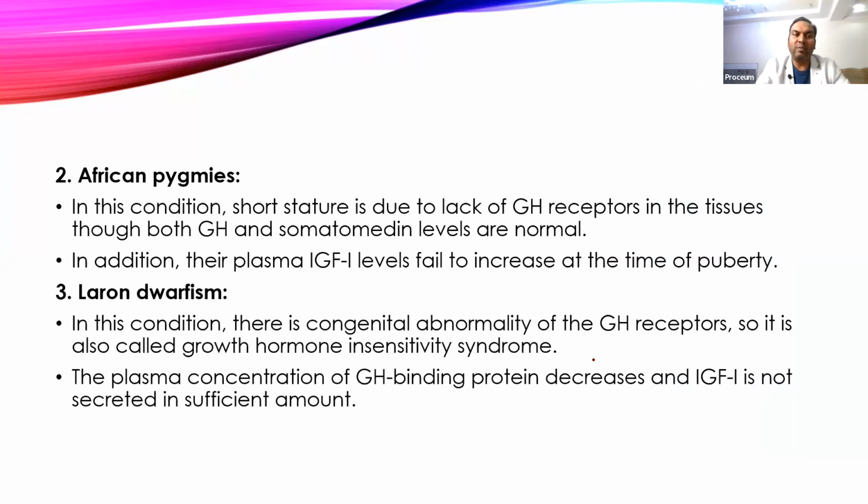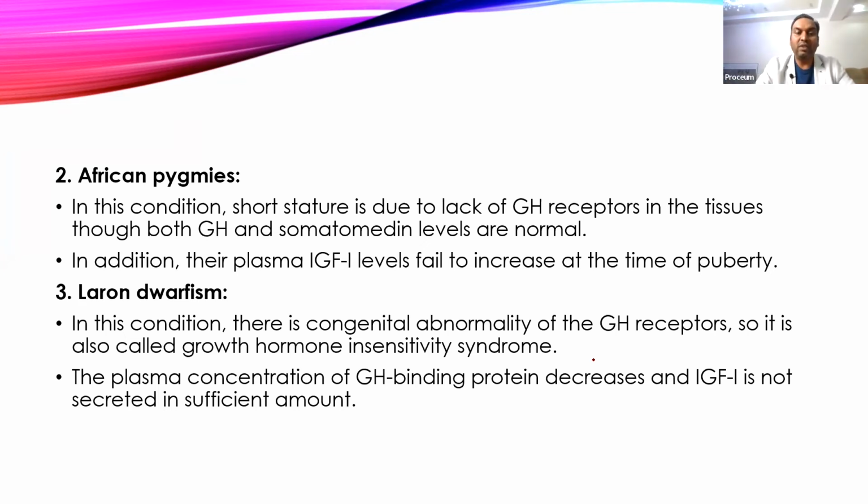Then apart from pituitary dwarfism, there are two other conditions which have features similar to pituitary dwarfism, but here growth hormone deficiency does not occur; the condition is a little bit different. One is African pygmies. This occurs because of an absence of growth hormone receptors, so though there is a high growth hormone level and sometimes a high somatomedin level, insulin like growth factor will not be produced, and so there will be no growth. So it will also look like a pituitary dwarf.